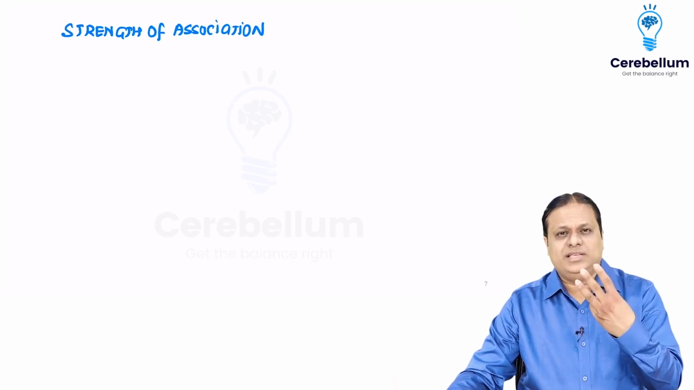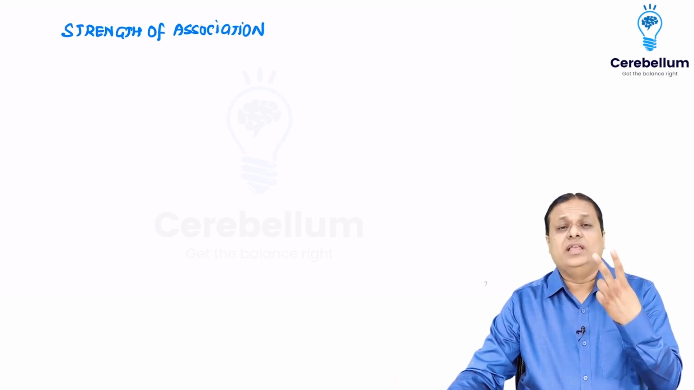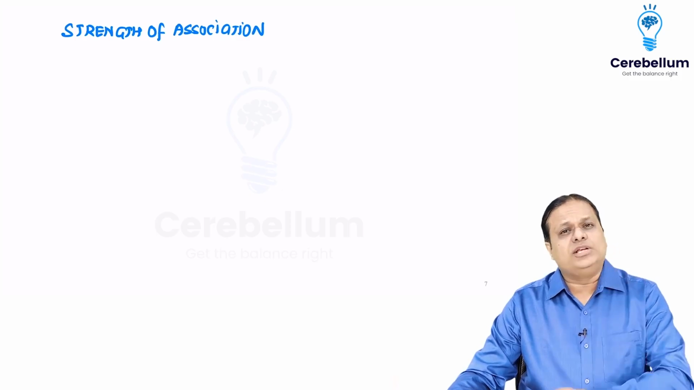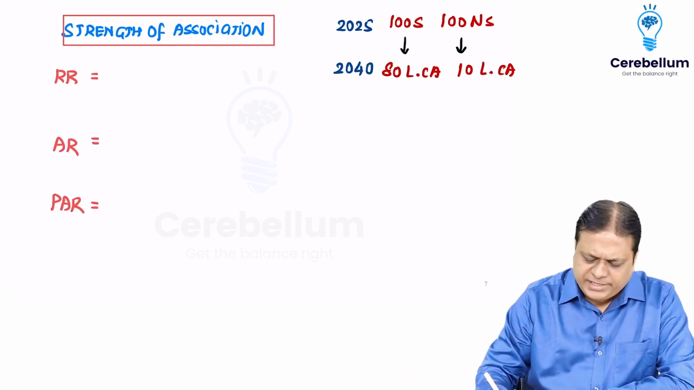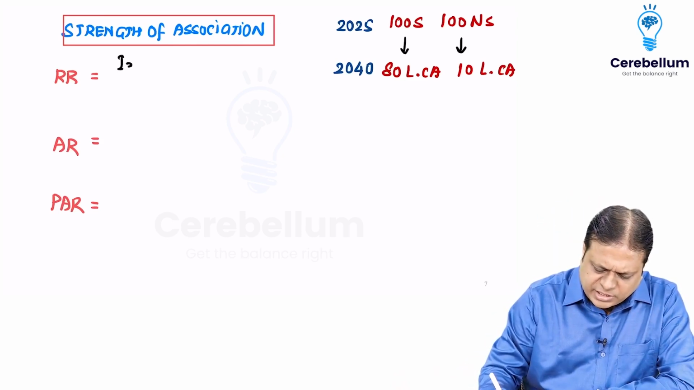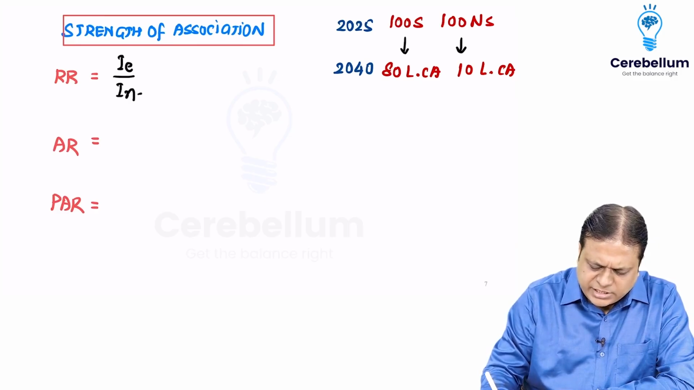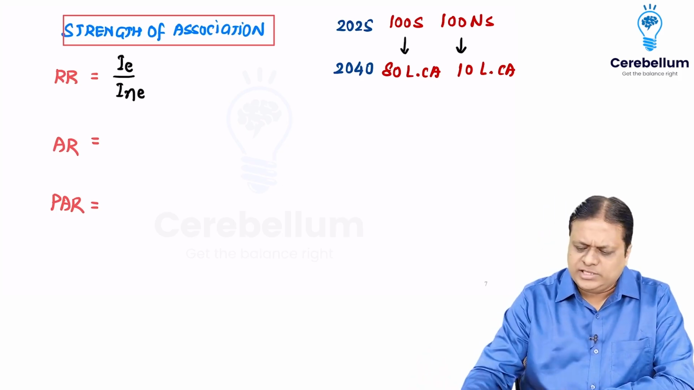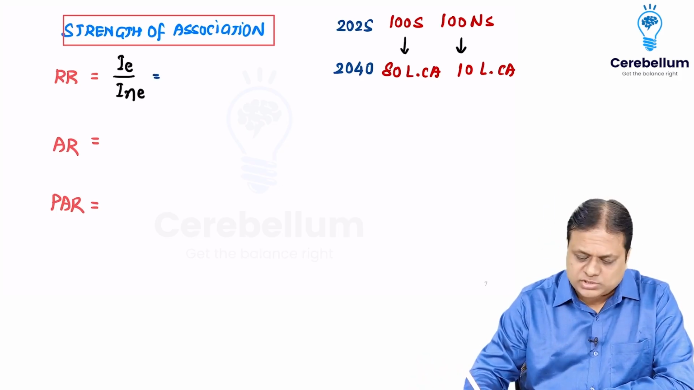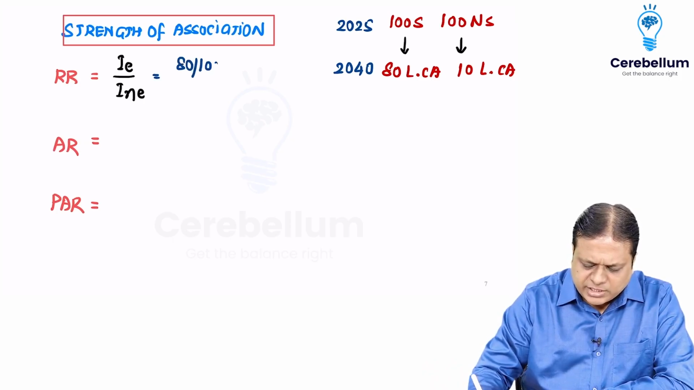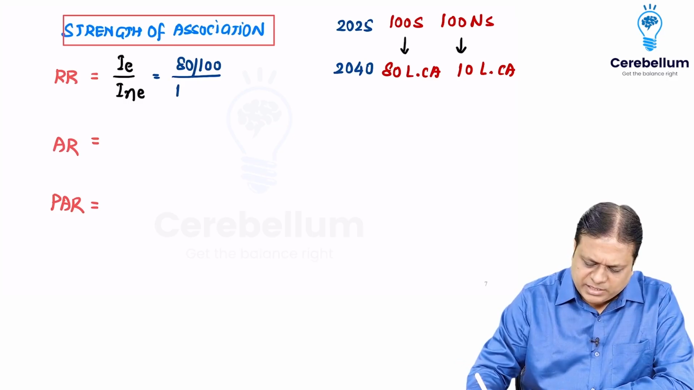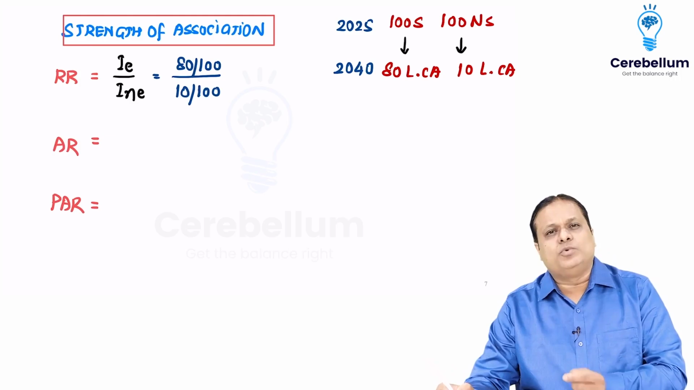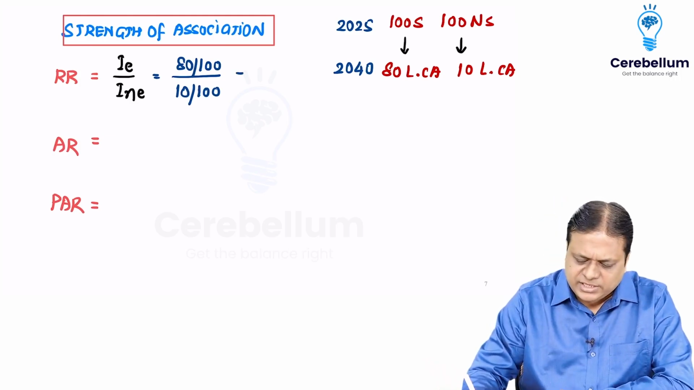by 3 parameters. These are RR, relative risk, AR, attributable risk, and PAR, population attributable risk. Let us take same example to understand the concept. So what is relative risk formula? It is incidence of a disease in exposed divided by incidence of the same disease in non-exposed. Look at this question. Incidence in exposed, 80 develop lung cancer in 100 people exposed to smoking. Incidence in non-exposed, 10 develop lung cancer out of 100 people not exposed to smoking. So relative risk in this study is 8.